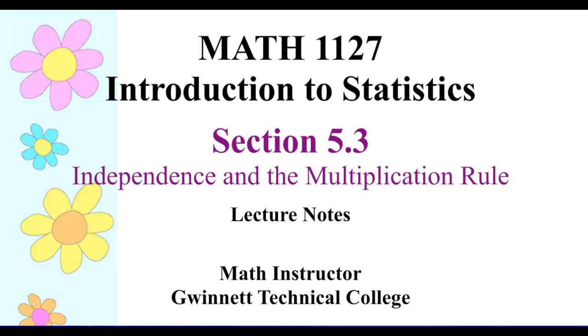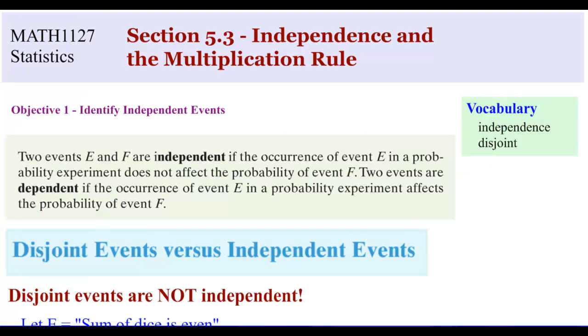All right, so in section 5.3, we're going to talk about independence and the multiplication rule. So let's talk about independence first. Two events, E and F, are independent if the occurrence of E in a probability experiment does not affect the probability of event F. Two events are dependent if the occurrence of E in a probability experiment affects the probability of event F.